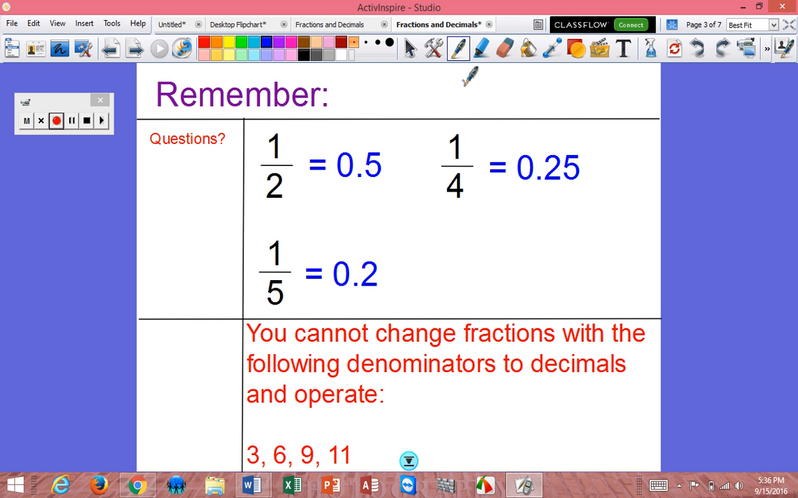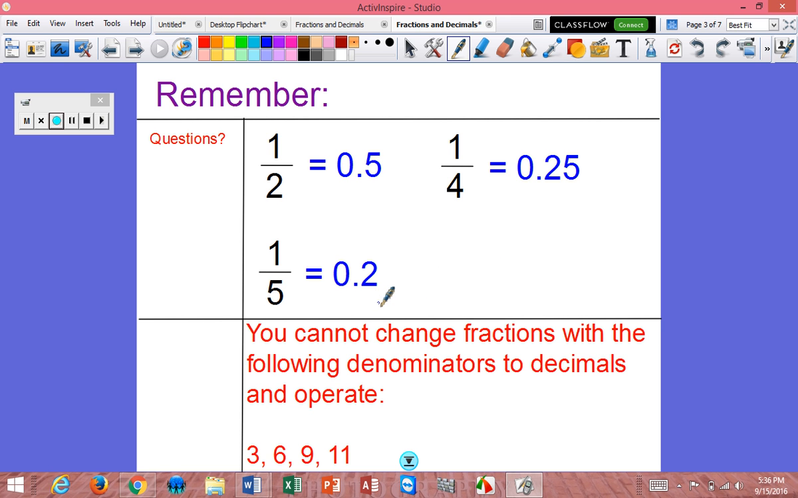Alright, so these fractions right here, these are fractions that you want to have memorized in regards to what they are as a decimal, because you're going to see these a lot. So like 1/2 is 0.5, 1/4 is 0.25, 1/5 is 0.2. You want to make sure you have those memorized because it makes working with things like that a lot quicker.